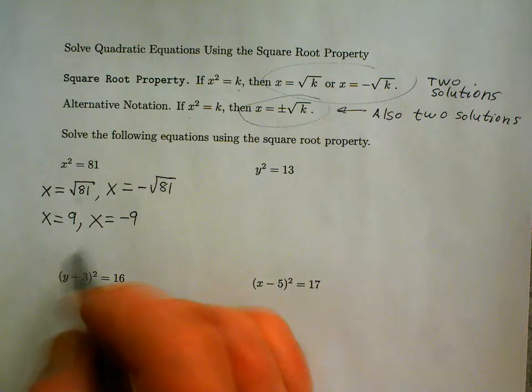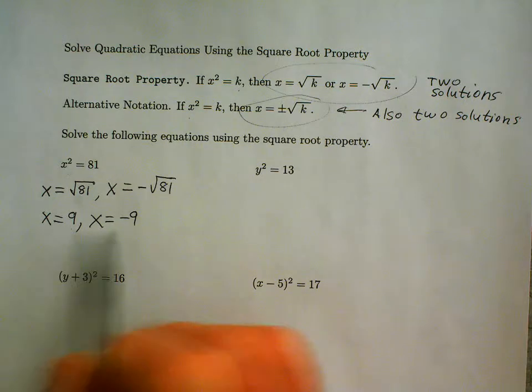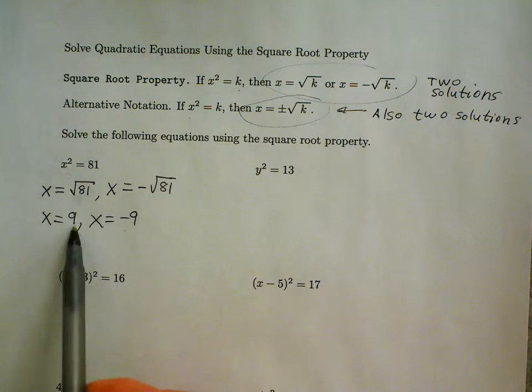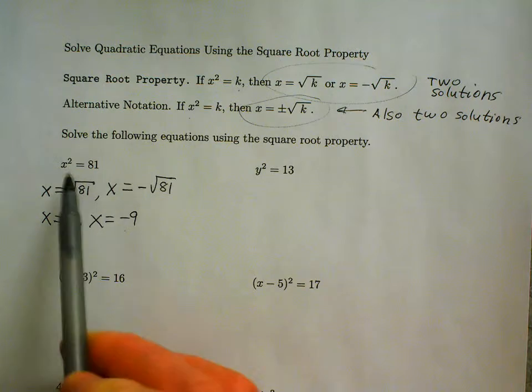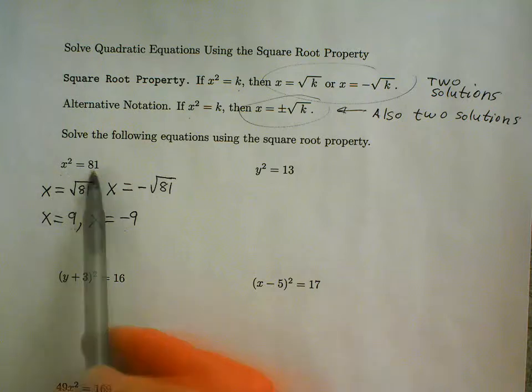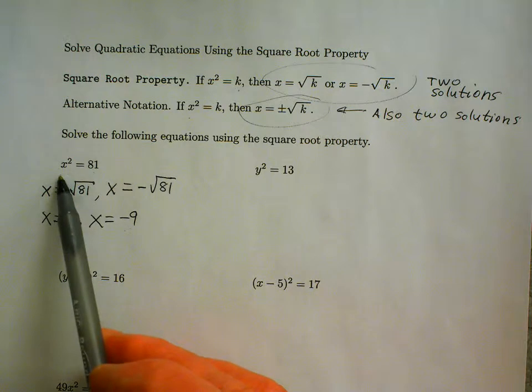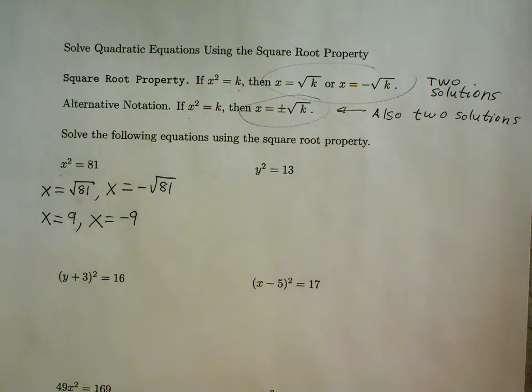You can visually check that each one of those is a solution to the original equation. When x is 9, 9 to the second is equal to 81. That's true. And if x is negative 9, the number negative 9 squared, that means negative 9 times negative 9. That's also equal to 81.